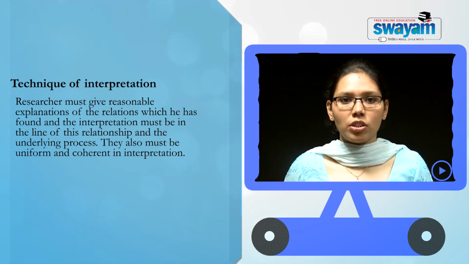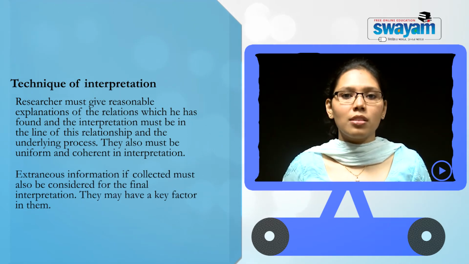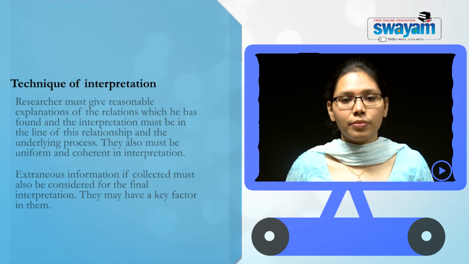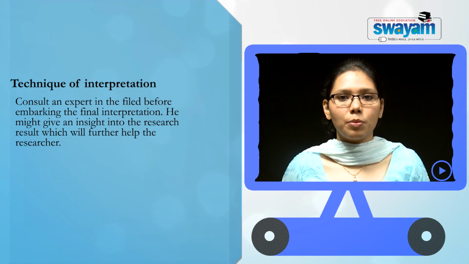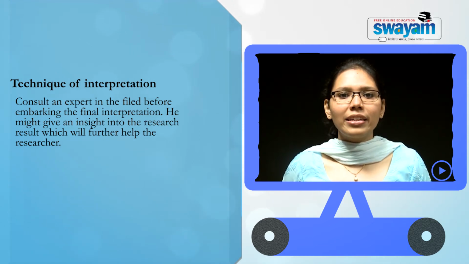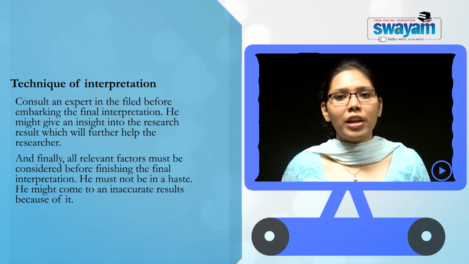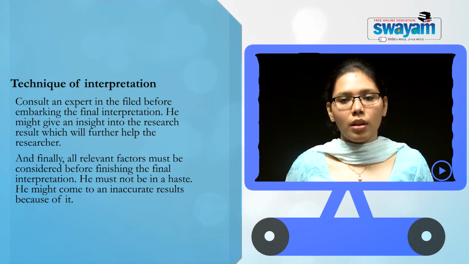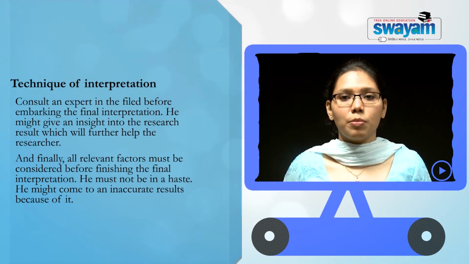Second technique of interpretation is that extraneous information, if collected, must also be considered for the final interpretation. They may have a key factor in them. Third, consult an expert in the field before embarking on the final interpretation. The expert might give an insight into the research result, which will further help the researcher. And finally, all relevant factors must be considered before finishing the final interpretation. The researcher must not be in haste. He might come to an inaccurate result because of such haste.